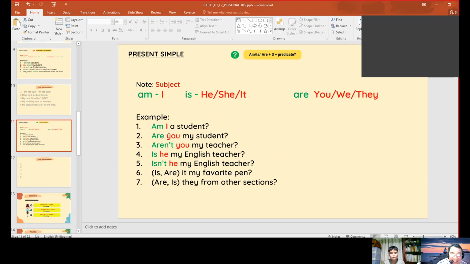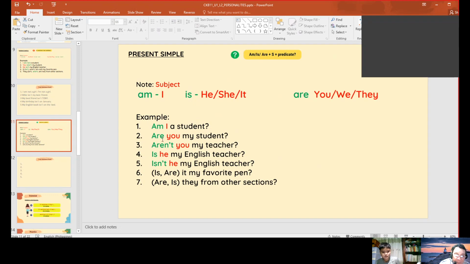What is the to-be verb we use in here? The to-be verb is am. What's the subject? The subject is I. Very good. And the predicate, of course, is a student. So, complete: subject, verb, predicate. And it ends with a question mark.